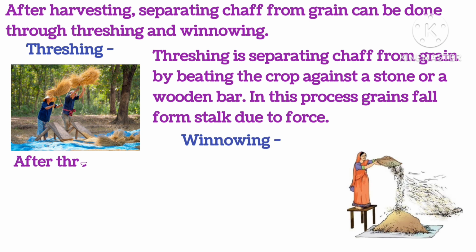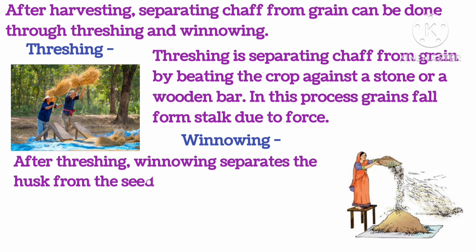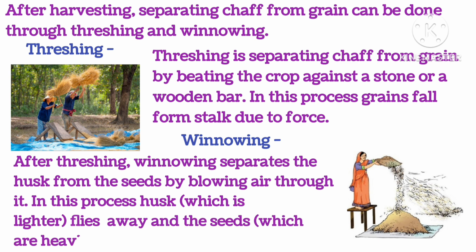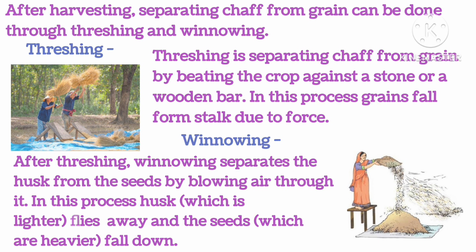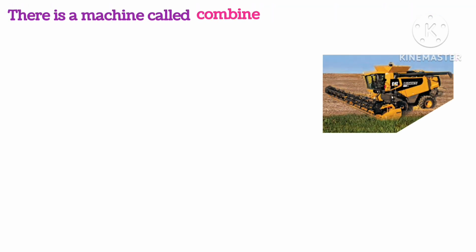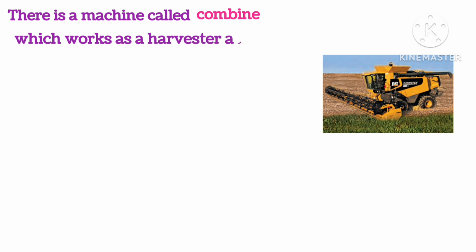Winnowing. After threshing, winnowing separates the husk from the seeds by blowing air through it. In this process, husk, which is lighter, flies away and the seeds, which are heavier, fall down. There is a machine called combine which works as harvester as well as thresher.